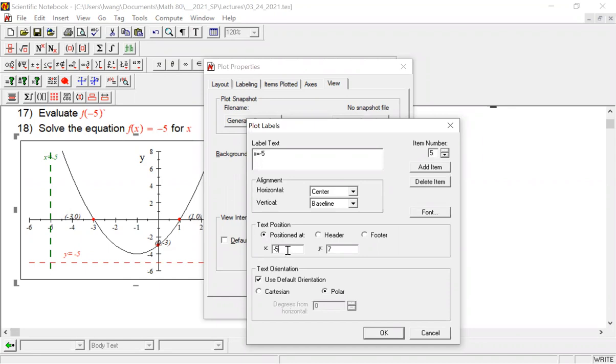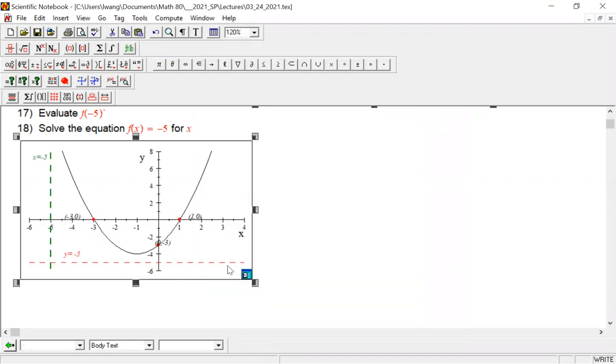I'm going to scoot over a little bit. Okay, x equals -5. There's a little negative sign there. And this horizontal one, y equals -5. So this is the vertical cut for number 17, and this is the horizontal cut for number 18. What's interesting is, do you think the green vertical line will touch the curve?